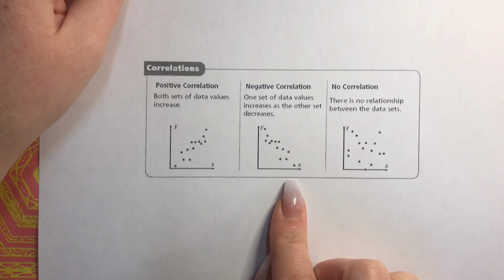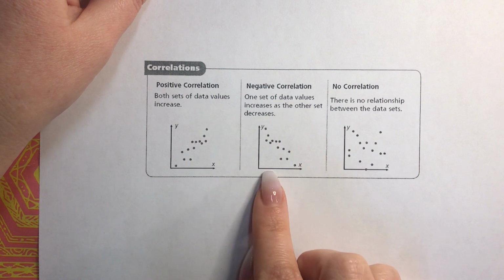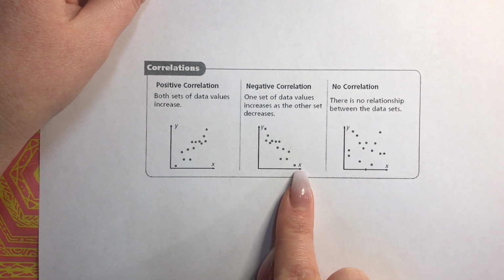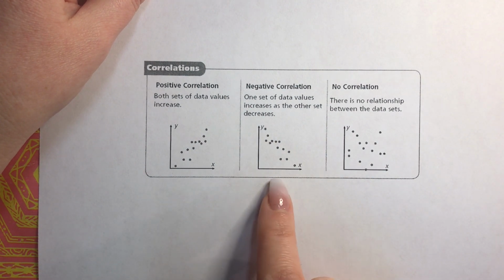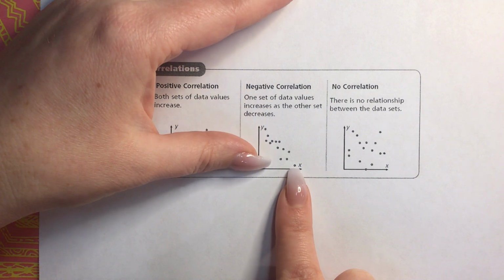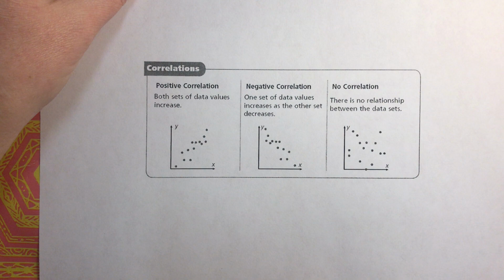A negative correlation is when all the data looks like it's going down. So it starts here, and one set of the data values increases. So X increases as the other decreases. So as X increases, you can see that Y decreases. And when X decreases, you can see that Y increases here.